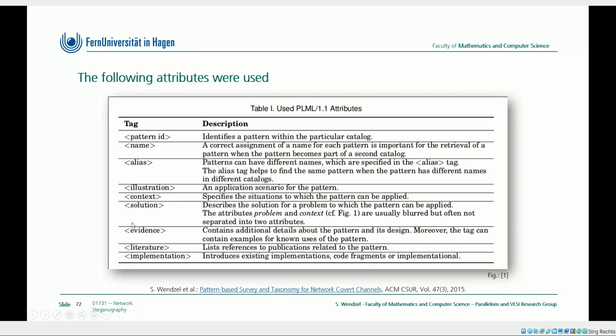Then there's the solution provided by the pattern. Evidence is linked to references in the literature, to show that the pattern is actually a pattern because it's used multiple times. And then there can be additional literature references and an optional implementation description, like code.